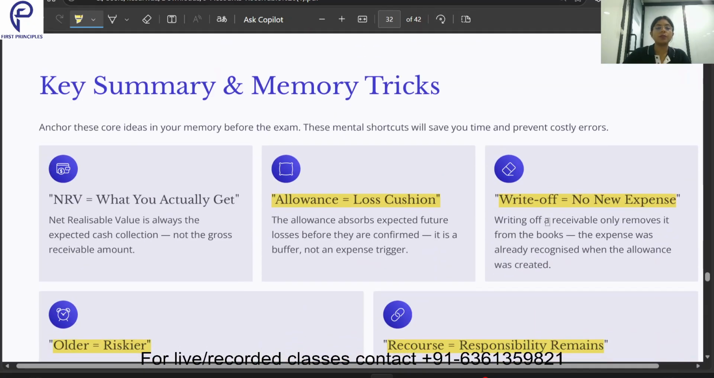Okay, now we will have some memory tricks and some summary. So what is NRV? NRV is the amount you are actually going to get.